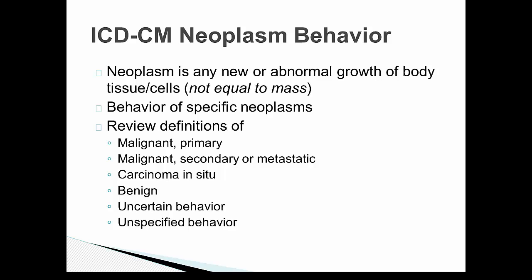Uncertain behavior is tissue that appears to be in a transitional phase, and its behavior cannot be predicted based upon examination of the specimen that was submitted. Unspecified behavior means that the provider has not given the coder the specific information in order to code the neoplasm correctly. This possibly can happen if a patient changes providers in the middle of treatment, and the new provider may not have access to the pathology reports.